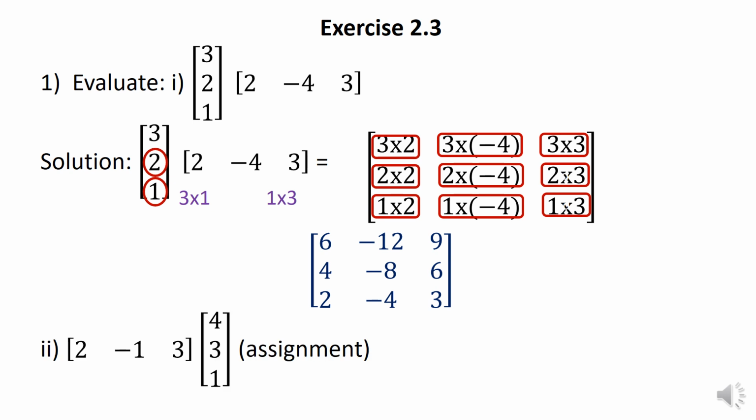Now this second example can be done as an assignment in the same way as you did the first one. By writing their orders, you can predict what is the order of the product and you can proceed to do the multiplication. Believe me, this is an easy example actually.